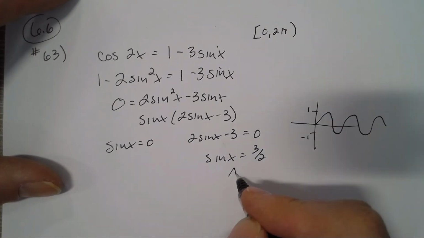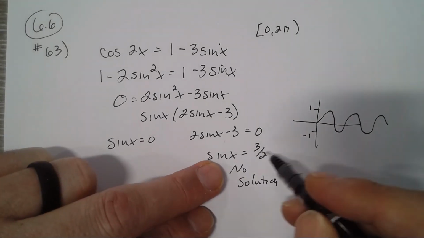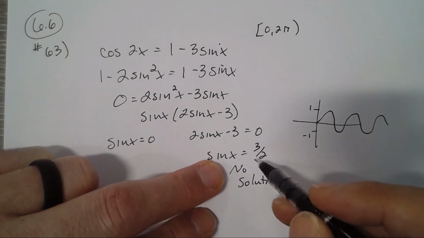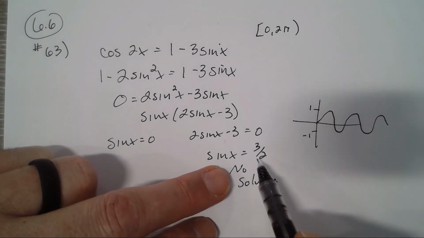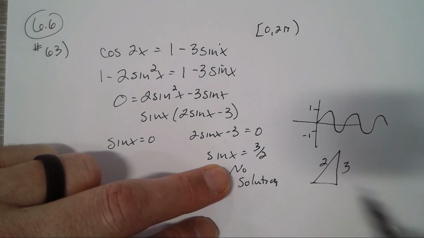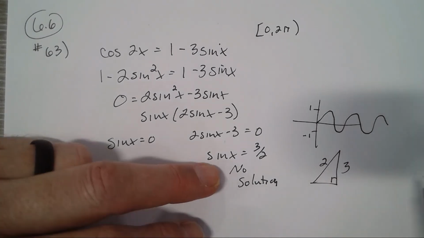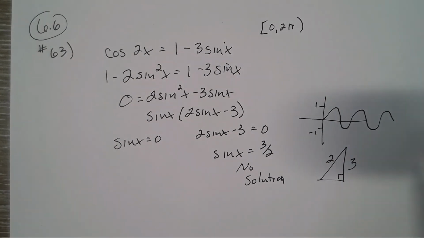Another way to look at it is you're trying to draw a triangle. If the sine of what angle has a sine of 3 over 2, so that would mean like opposite over hypotenuse is 3 over 2. Well, that's not going to be true because the hypotenuse has to be the longest side, so that's impossible. So no solution for those.